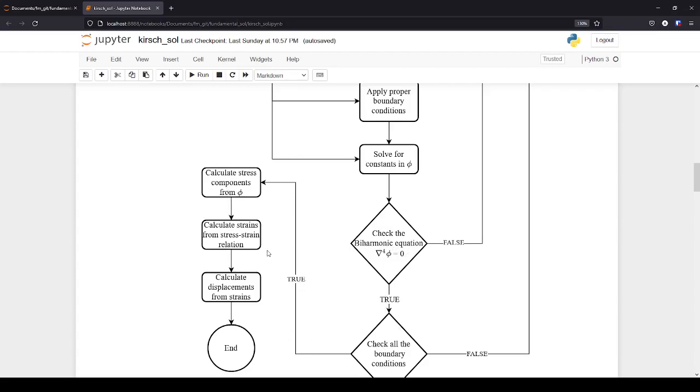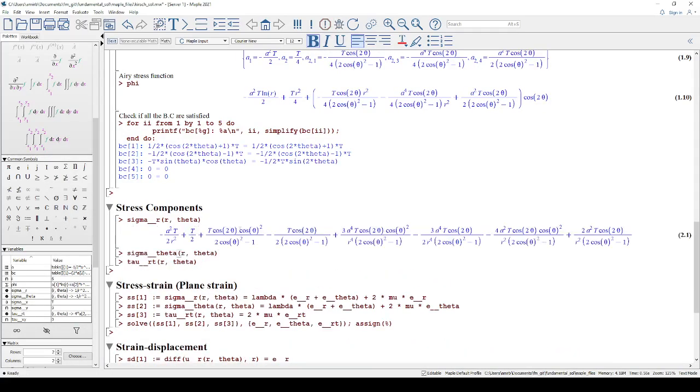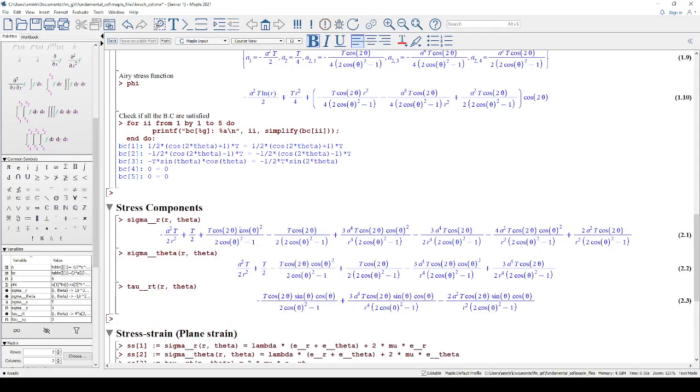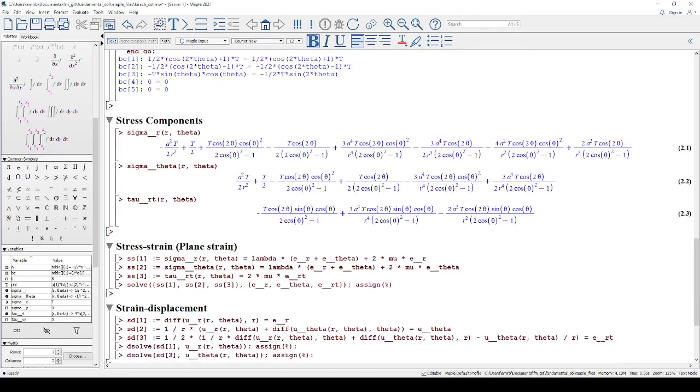So we go and calculate the stress components next. Since we assigned everything, we just need to press the sigma r, sigma theta, and tau r theta lines, and then execute each one. If you want to get the stress and strain, here I solved it for the plane strain case.